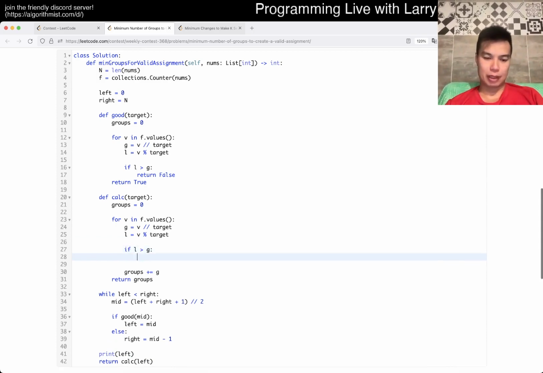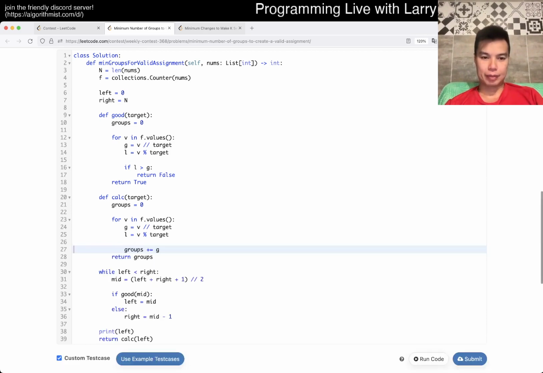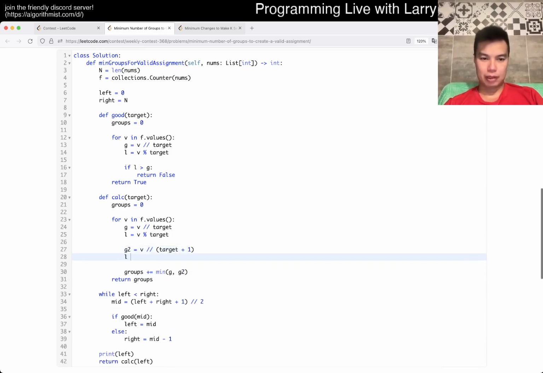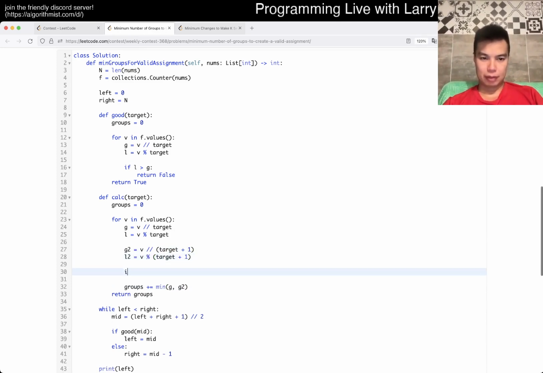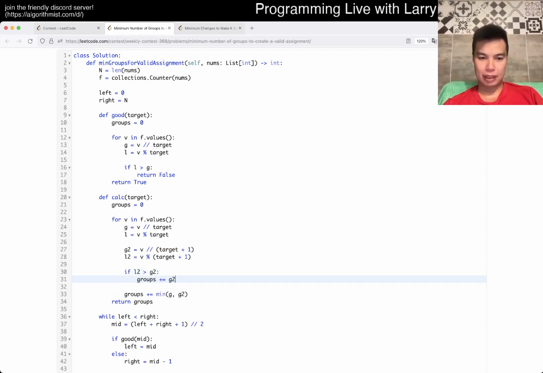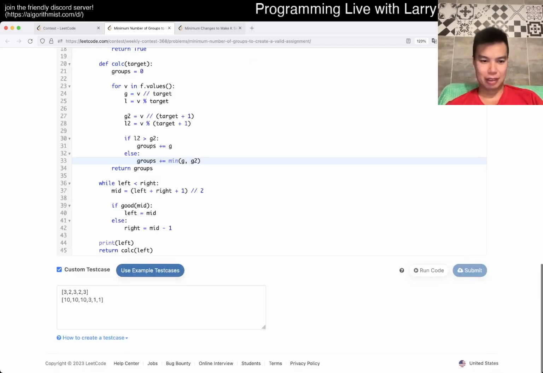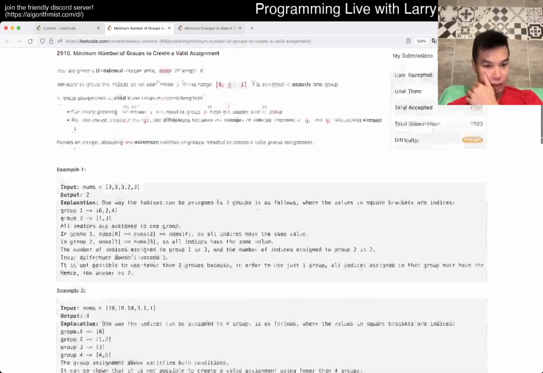We have to do something like, so the smaller one should be okay, but something like G2 is equal to v target plus 1. So now we're trying to do target plus, right? If L2 is greater than G2, then we add it to G. Otherwise, we take the smaller group, which should be G2 to be honest, but I'm lazy to kind of fix it. 2 and 3, is that right?